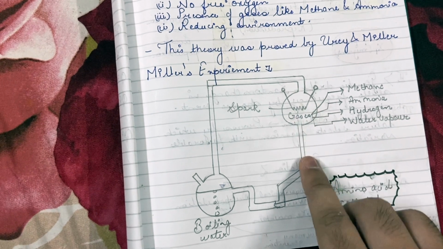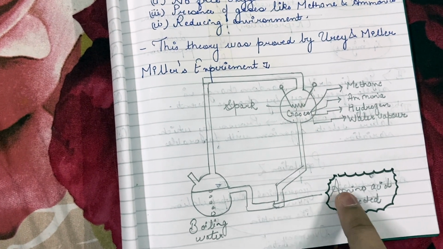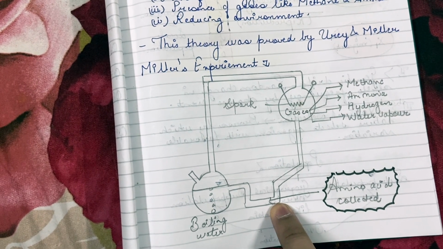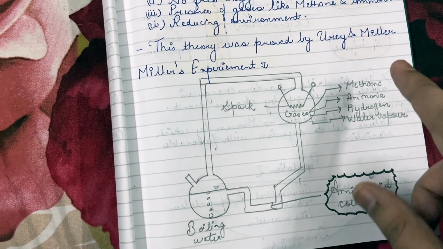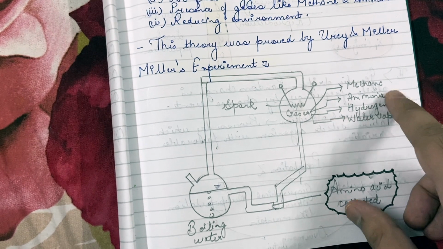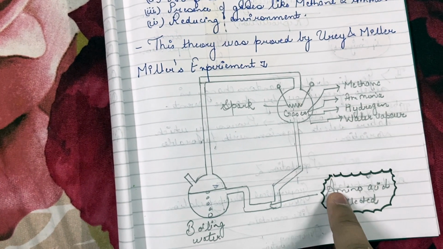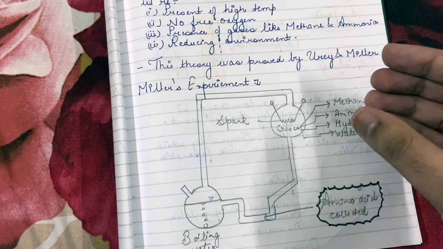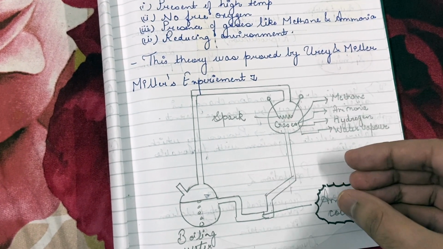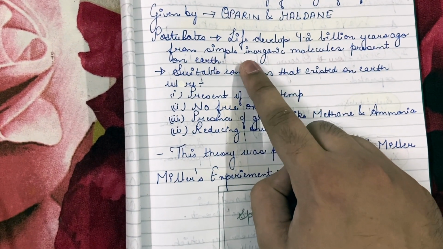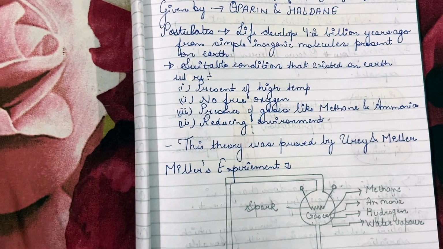After 1 week, they saw that amino acids were collected on this side of the tube, which proved that these gases, methane, ammonia, hydrogen, and water vapor, reacted together to form amino acids. So smaller molecules reacted to form complex molecules. It means life originated from simple inorganic molecules.